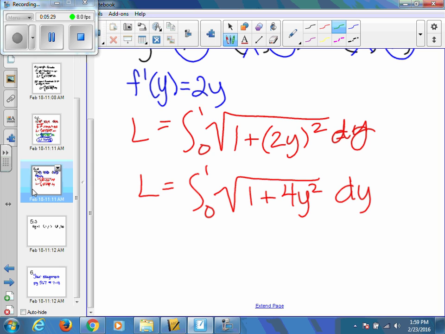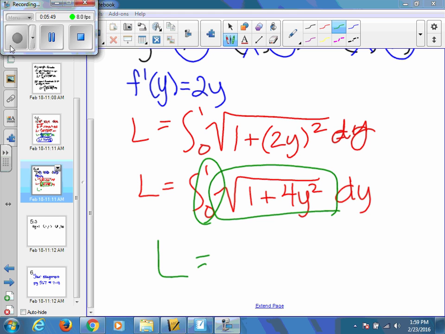And again, because this is a definite integral going from 0 to 1, we are going to graph the square root of 1 plus 4y squared, and our graphing function there is 1 plus 4x squared, and take the integral of that. Okay, so if I graph the square root of 1 plus 4y squared and use the second calc function to find the integral from 0 to 1, what do I get? 1.48.